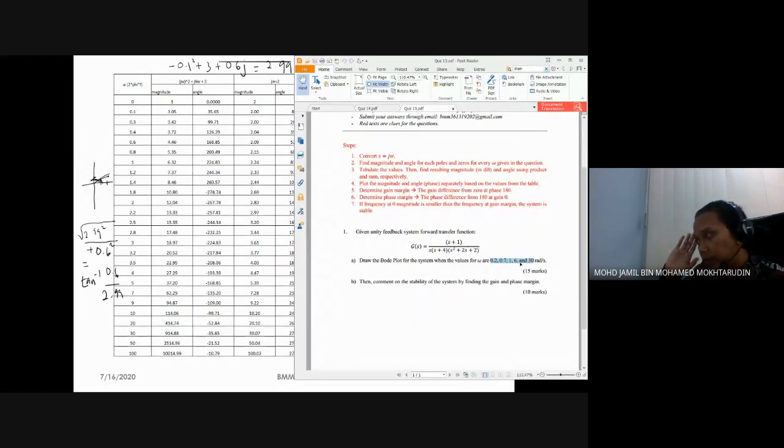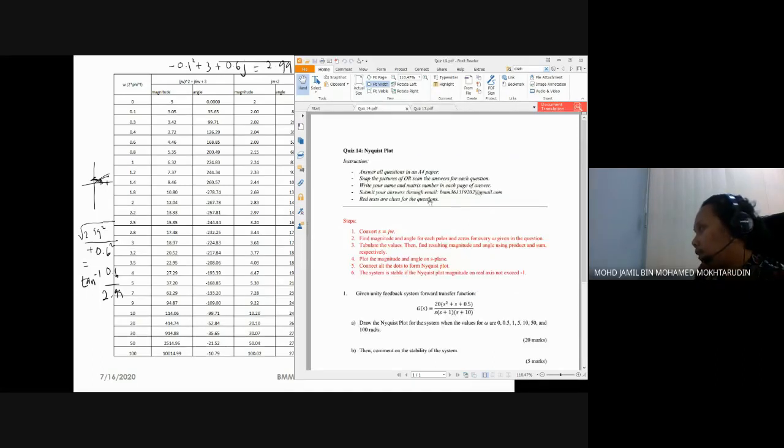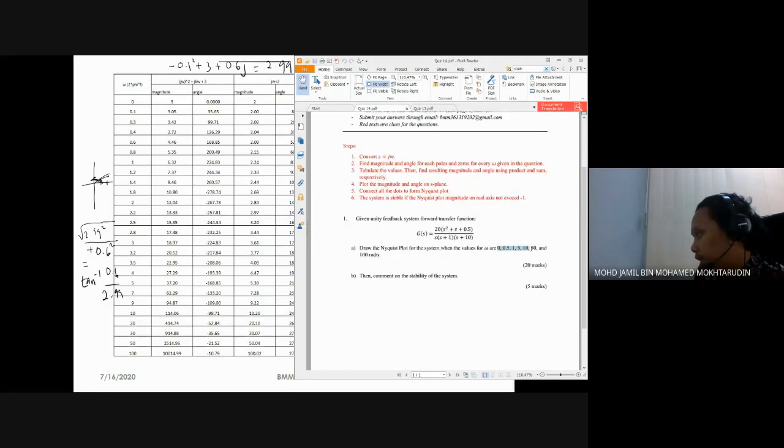Maybe if you are an OCD person, you can calculate more frequencies if you have enough time. But if you don't, just calculate for the frequencies given. The difficulty may be in finding the gain and phase margin later, but I think it should be fine for this question. Same thing for the Nyquist plot: you are given certain frequencies, so do the table for the frequencies given. Okay, that's all for the question.